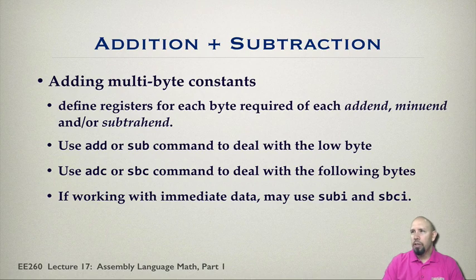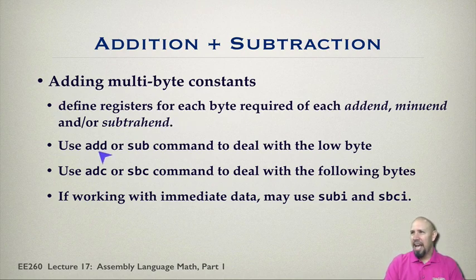So what about adding now multi-byte constants? In general, we would define registers for each of the bytes required of each addend or minuend and or subtrahend. That's kind of a weird thing, isn't it? These math terms that they throw to describe the different parts. So addends are the two things that you add together. The minuend in a subtraction is the thing that's getting subtracted from. The subtrahend is the thing that's getting subtracted. So A minus B, A is the minuend, B is the subtrahend. So anyway, new words. You get a vocabulary lesson today too.